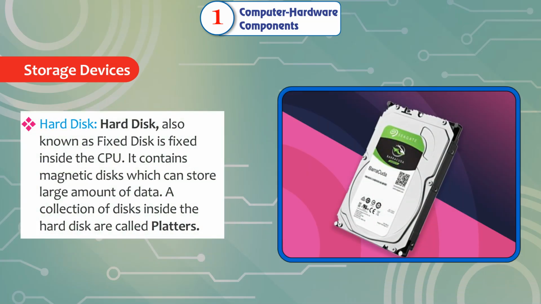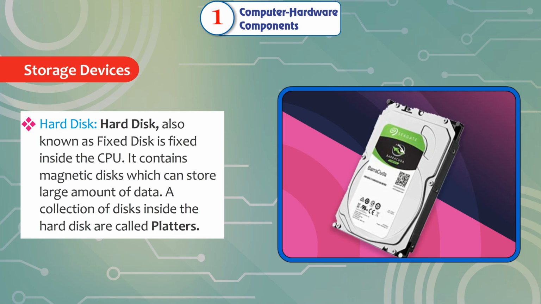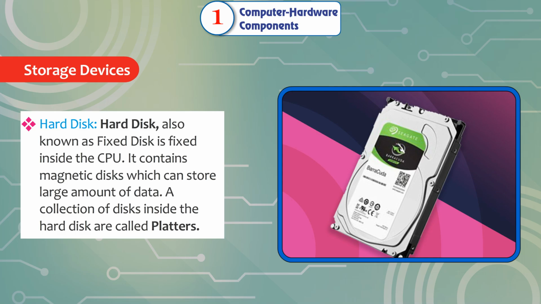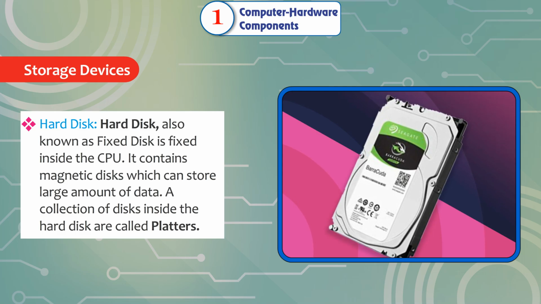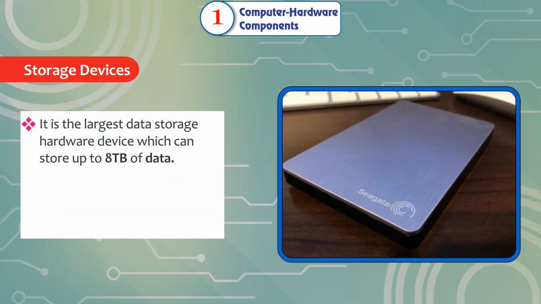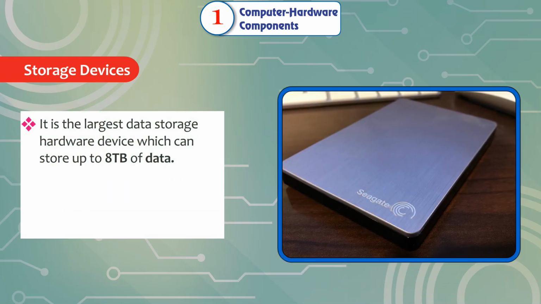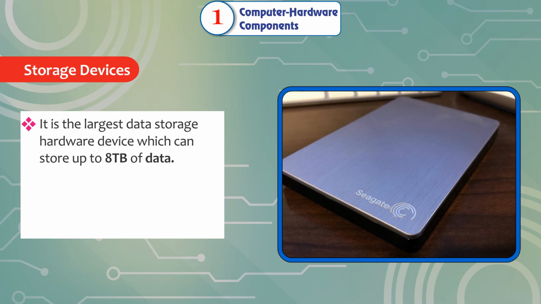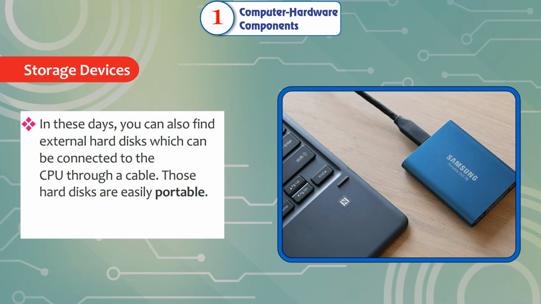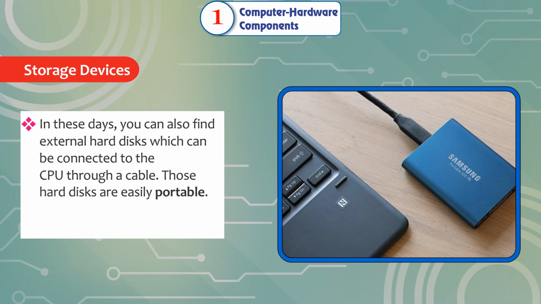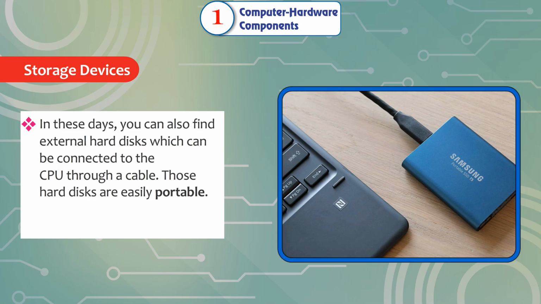Hard disk. Hard disk, also known as fixed disk, is fixed inside the CPU. It contains magnetic disks which can store a large amount of data. A collection of disks inside the hard disk are called platters. It is the largest data storage hardware device, which can store up to 8 terabytes of data. These days, you can also find external hard disks which can be connected to the CPU through a cable. Those hard disks are easily portable.